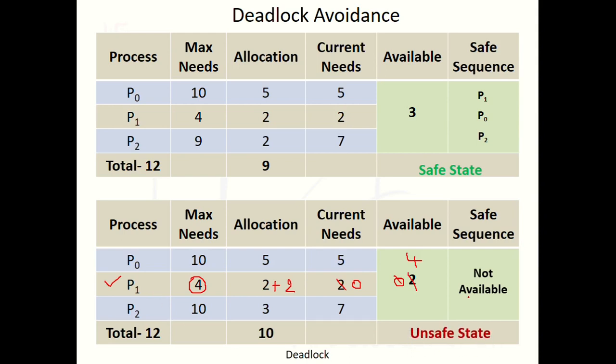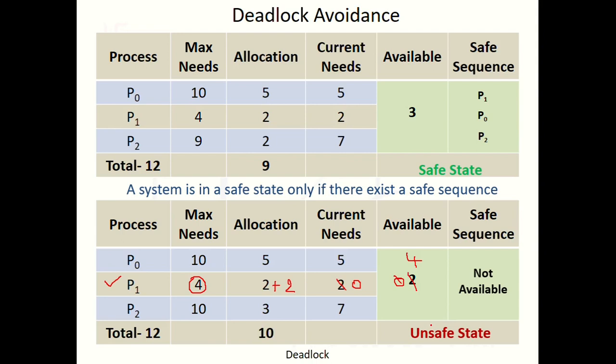So I hope you are understanding the difference between safe and unsafe state. Now by concluding this example we can say that a system is in a safe state only if there exists a safe sequence. Yes, true. Here a safe sequence is available, so the system is in a safe state. Here a safe sequence is not available, so the system is in an unsafe state. So this statement is true: a system is in a safe state only if there exists a safe sequence, otherwise not.